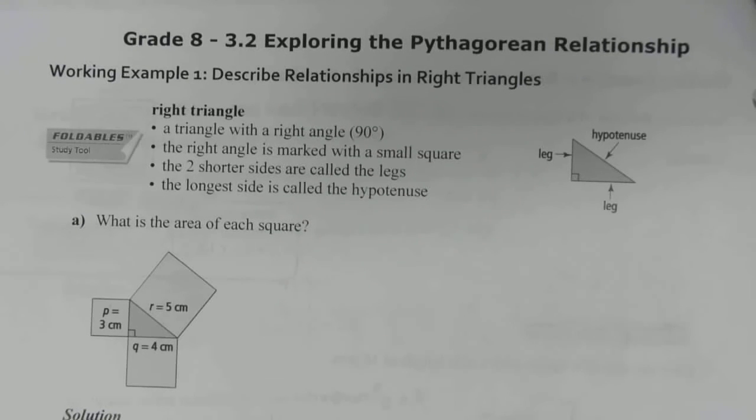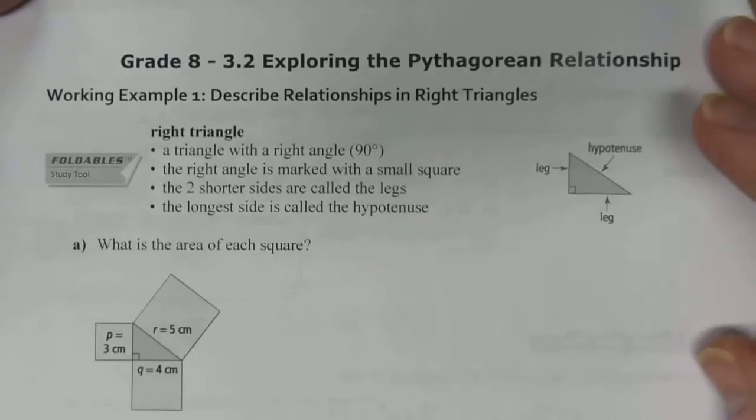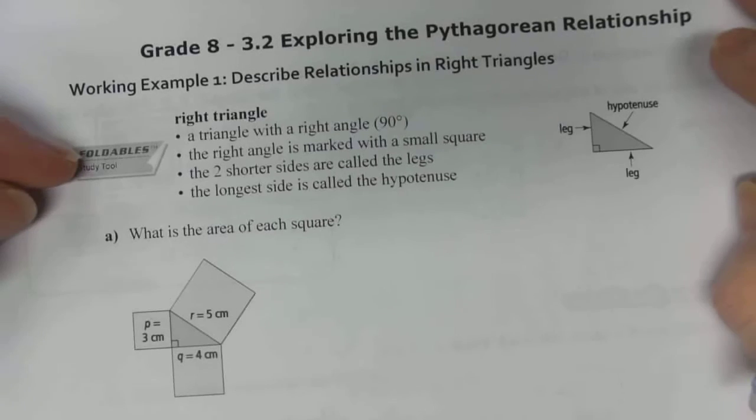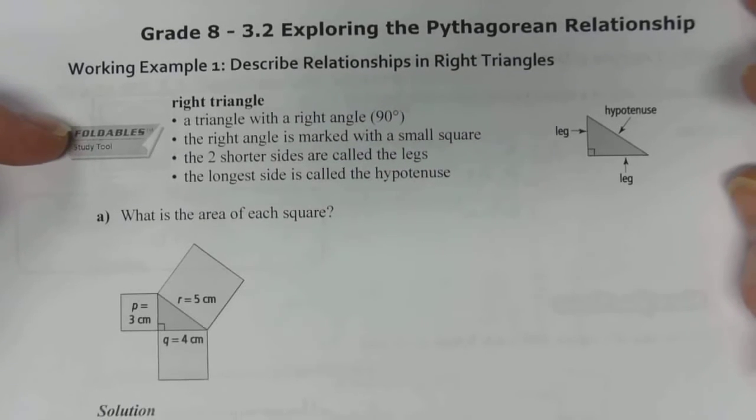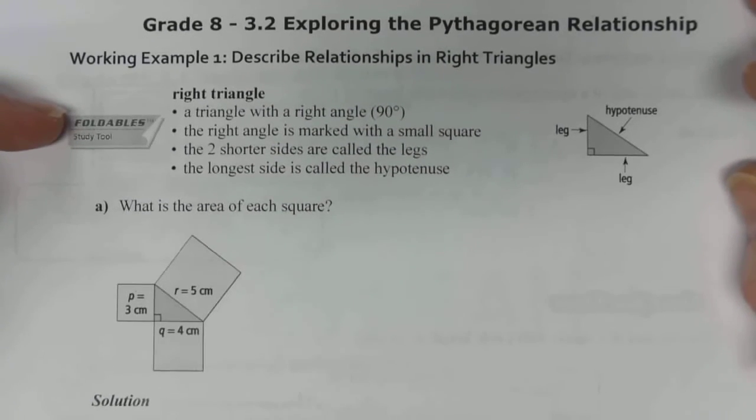3.2, exploring the Pythagorean relationship. Working example 1 is describing relationships in right triangles. So we're going to start with a definition, and this is really, really important when dealing with Pythagorean theorem.